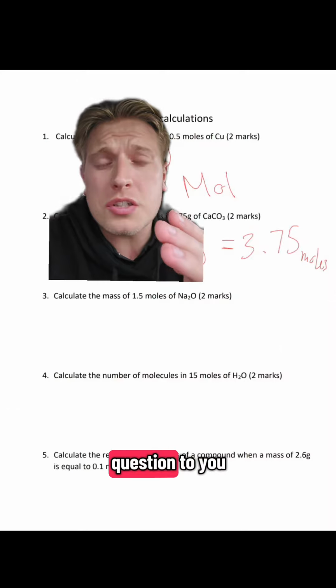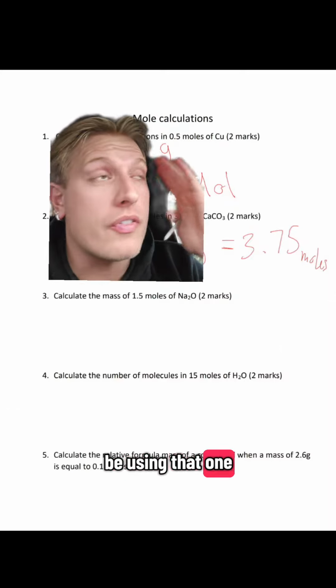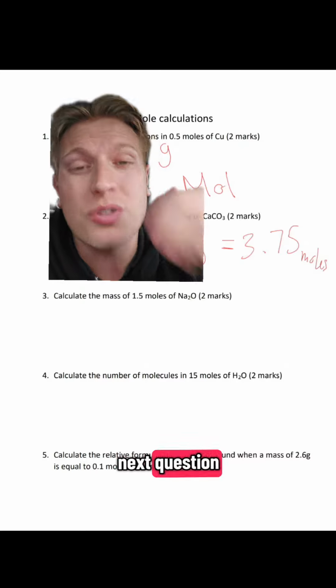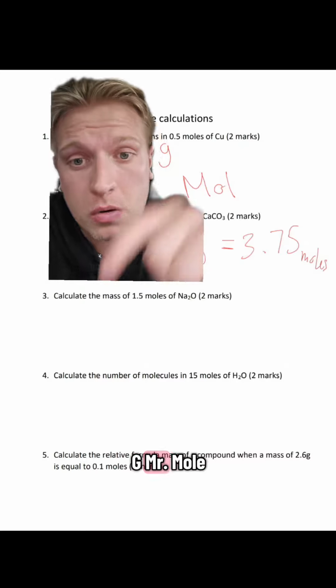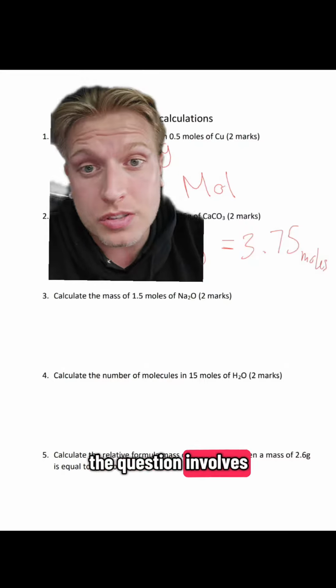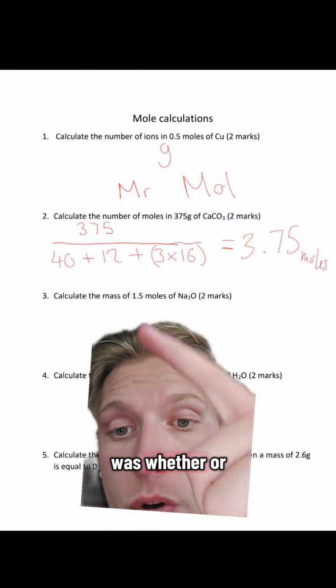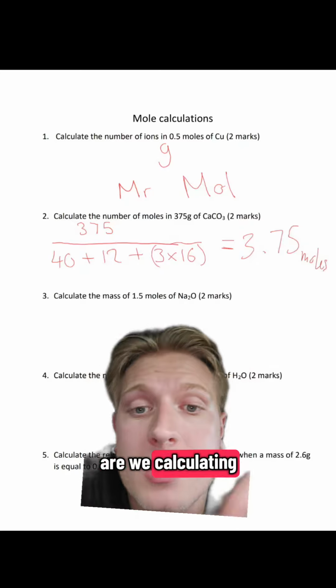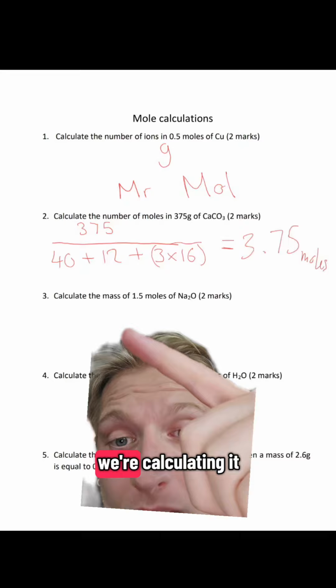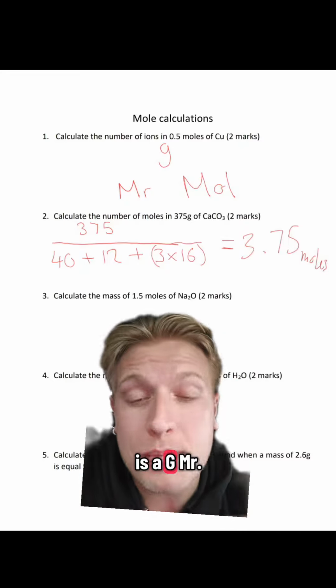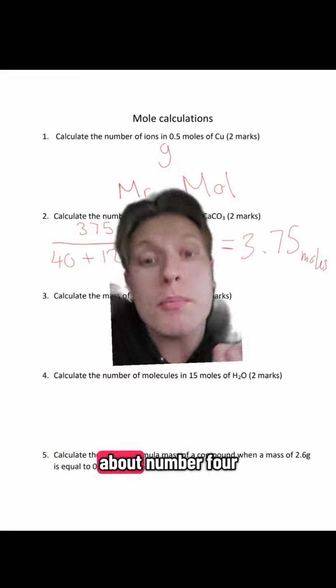So my question to you, are we going to be using the one with the Avogadro's constant on this next question, or are we going to be using G Mr Mole? Look at what the question involves. Remember, the giveaway was whether or not it involves the mass. Are we calculating it? Have we been given it? In this case, we're calculating it. So this one is a G Mr Mole question. What do you think about number 4?